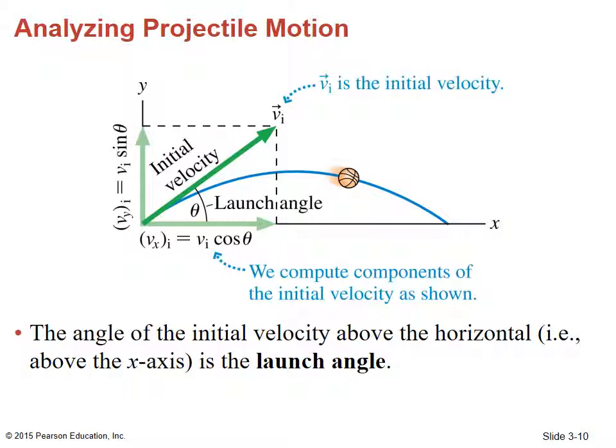The angle of the initial velocity above the horizontal, above the x-axis, is called the launch angle. We calculate the initial velocities in both the x and y direction using trigonometry. The x component of the initial velocity is the initial velocity times the cosine of the angle theta, or the launch angle. The initial velocity in the y direction is the initial velocity of the launch times the sine of the launch angle.